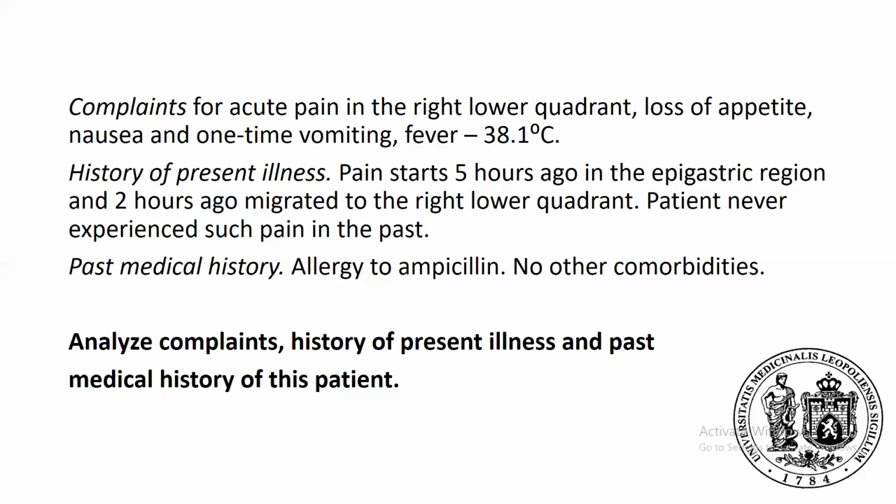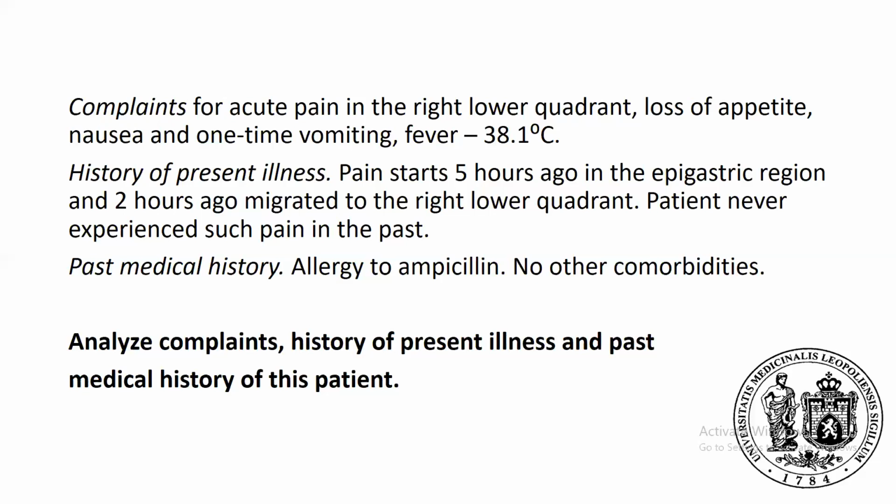So I must analyze the complaints, history of present illness, and past medical history of this patient. In these complaints, we see that the patient has pain in the right lower quadrant. The patient has poor appetite. He had one-time vomiting, which is very typical for a classical case of acute appendicitis, for example. And the fever is telling us that the patient has inflammation in the abdominal cavity. So it also moves us to the diagnosis of acute appendicitis.